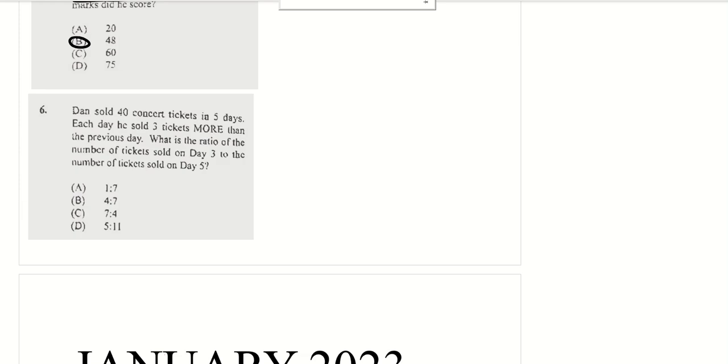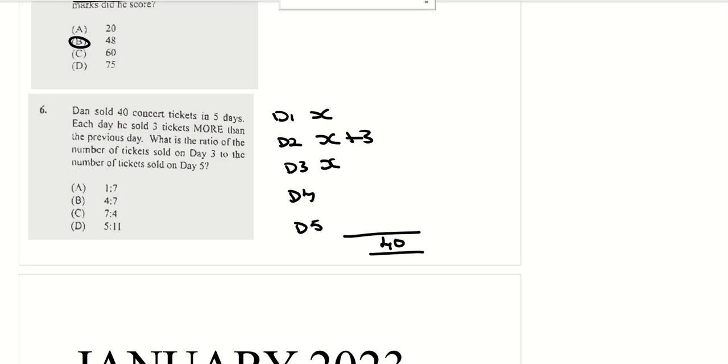Number 6 says Dan sold 40 tickets in 5 days. So we know if you add up day 1, day 2, day 3, day 4, and day 5, the answer is equal to 40 tickets. That's what you would do, right? Each day he sold 3 tickets more than the previous day. So day 1, we could say day 1 is X. We don't know how much he sold, right? So day 1 is X. Day 2, if he sold 3 tickets more than day 1, that would be X plus 3.